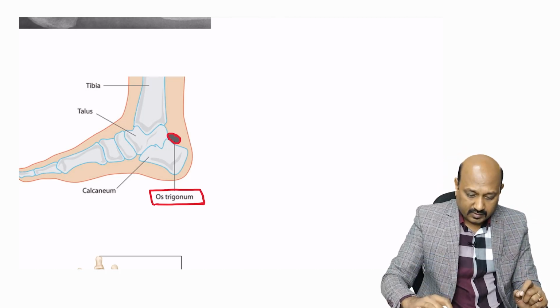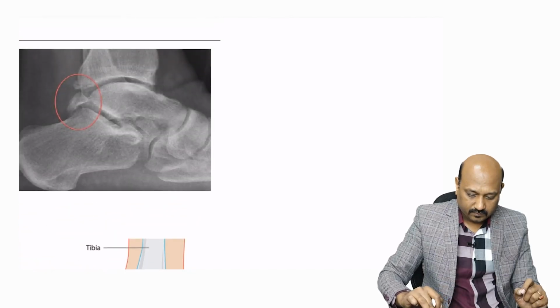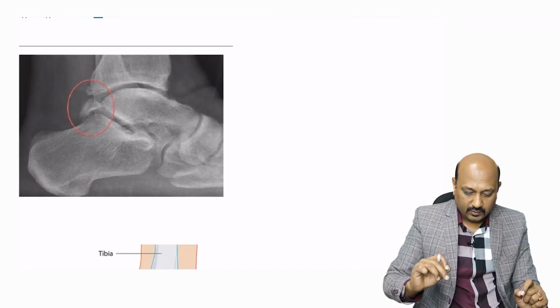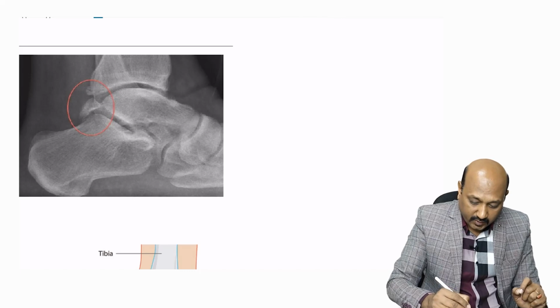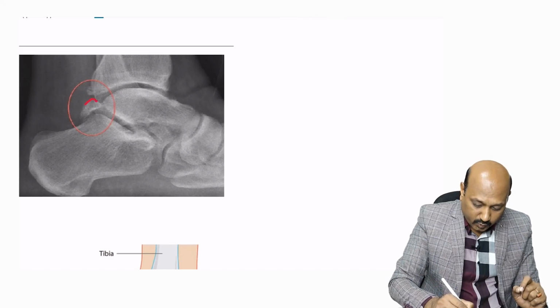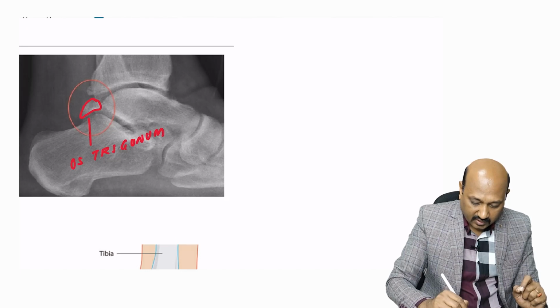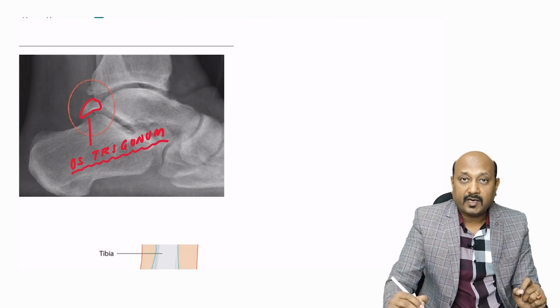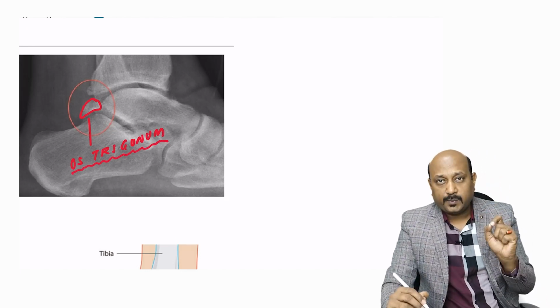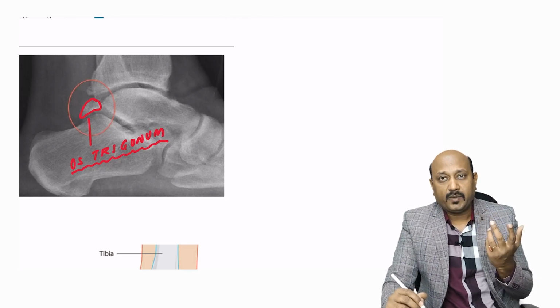If you see the X-ray, you can again appreciate there is a posterior tubercle, and this is nothing but the os trigonum. It is an os trigonum, right? So this is the second example of the atavistic epiphysis. The next epiphysis is known as the aberrant epiphysis.